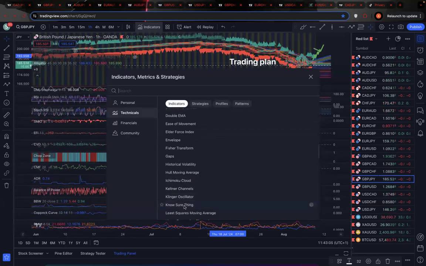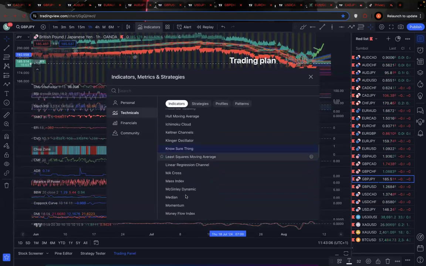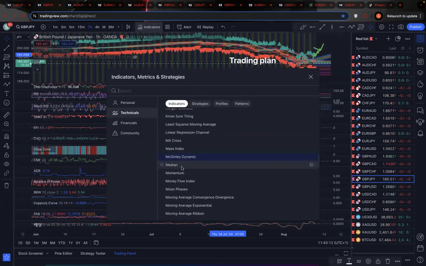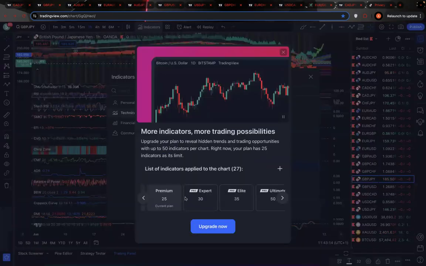So most of them, no shorting. I'm trying to get no shorting again. McGinley Dynamic. I know this McGinley stuff. Median. Okay. Oh, there's still more.